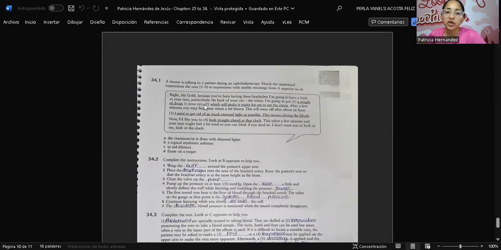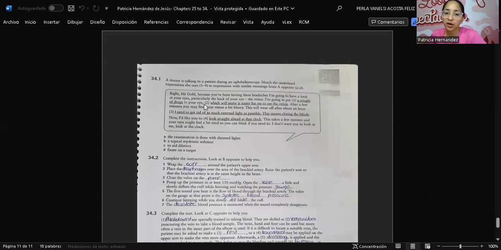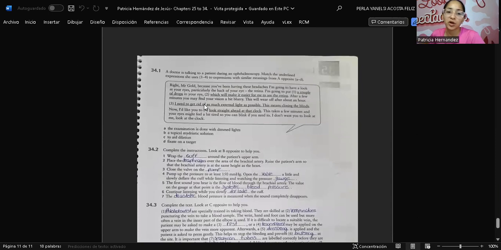34.1. A doctor is talking to a patient during an ophthalmoscopy. Match the underlined expressions she uses to two expressions with similar meanings from A opposite.